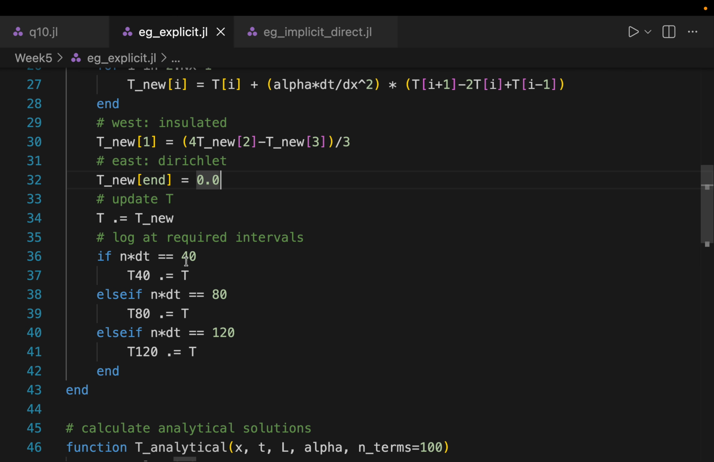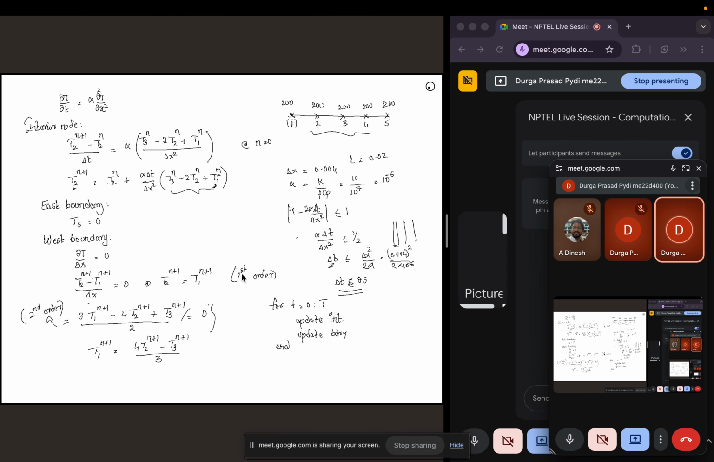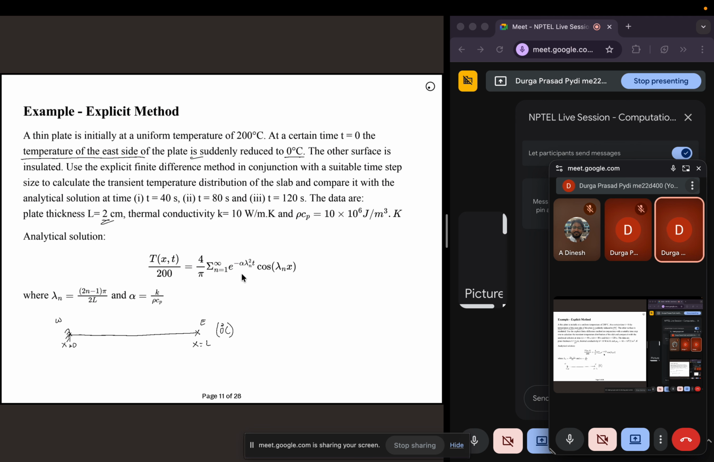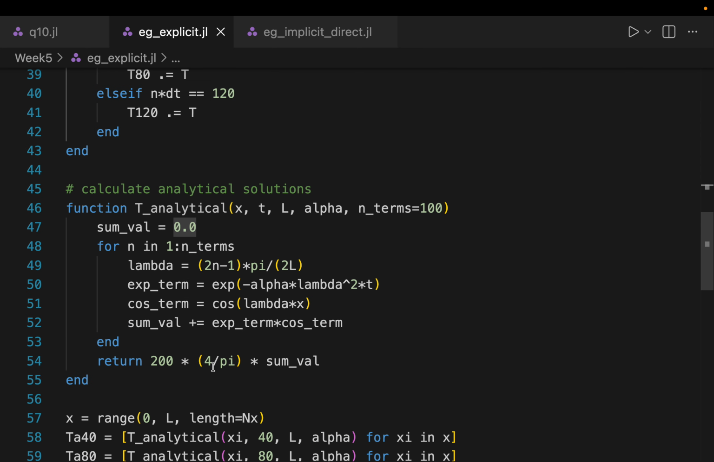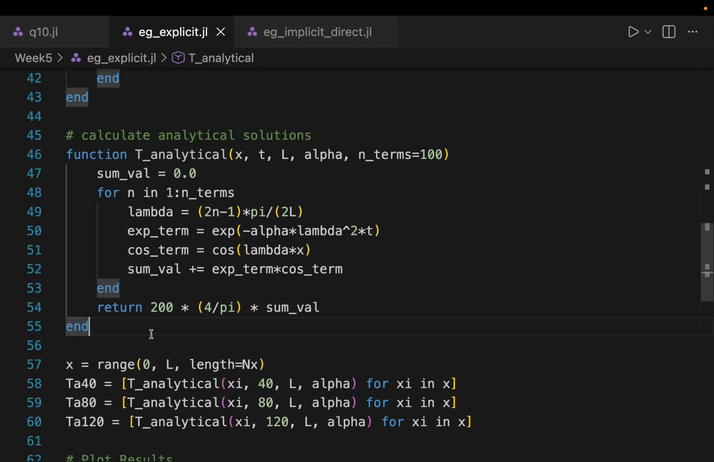Once I updated the boundary, this is just to log these values. The question asks me to find the values at 3 time steps: t equal to 40, t equal to 80, and t equal to 120 seconds. So all I have to do is log those values. And then I already have the analytical solution.